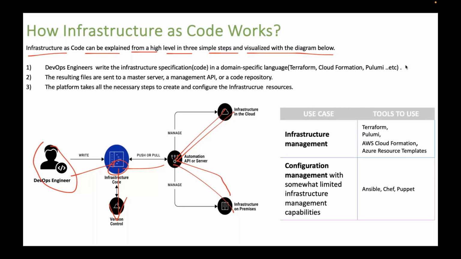Say the use case is infrastructure management, meaning I want to create the servers and I want to create the networks. Which tools are you going to recommend? Any IaC tool like Terraform, Pulumi, AWS CloudFormation, Azure Resource Manager templates, ARM templates. So if you want to create the servers, we are going to use any IaC tool.